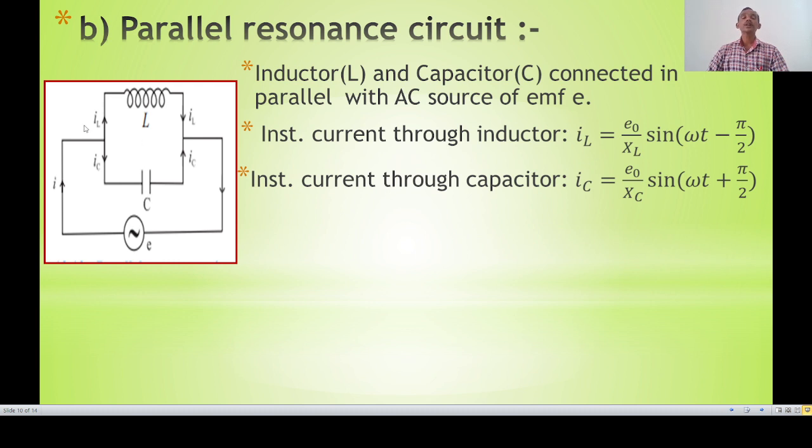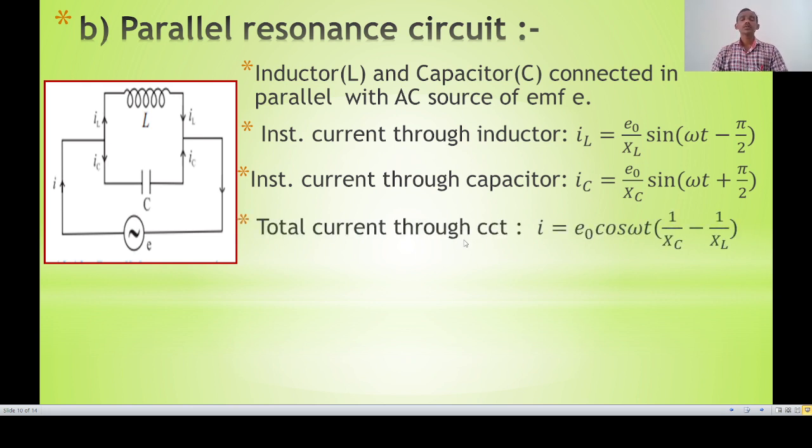From these two equations, we conclude that the current flowing through the inductor and the current flowing through the capacitor in a parallel combination of this LC circuit have a phase difference of pi radian. Because here it is pi by 2 and here it is pi by 2, the phase difference between these two currents, or between the currents flowing through the two branches of this circuit, is pi radian.